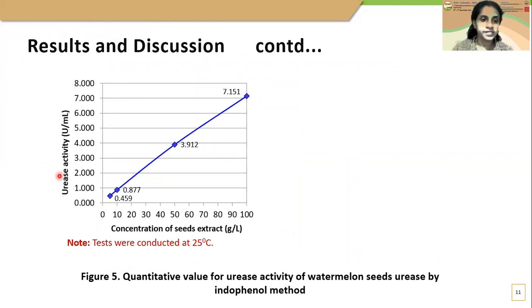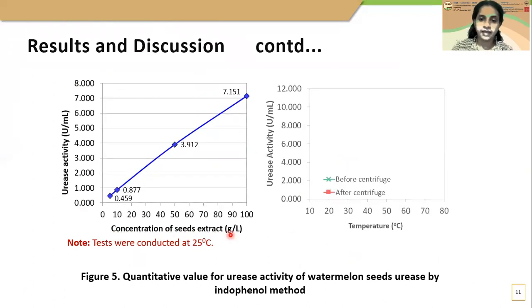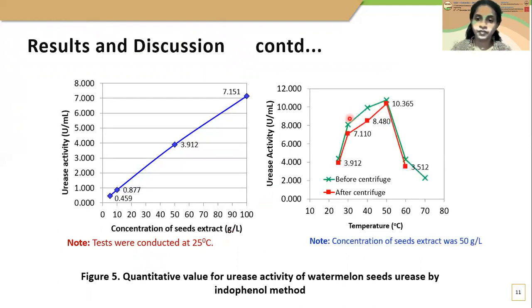Urease activity increases with the increase of the concentration of watermelon seed extract. At the same time, comparing the solution before and after centrifuge, urease activity is a little bit decreased after centrifuging. And also the temperature affects the urease activity. The maximum, high urease activity was obtained at around 50 degrees Celsius.